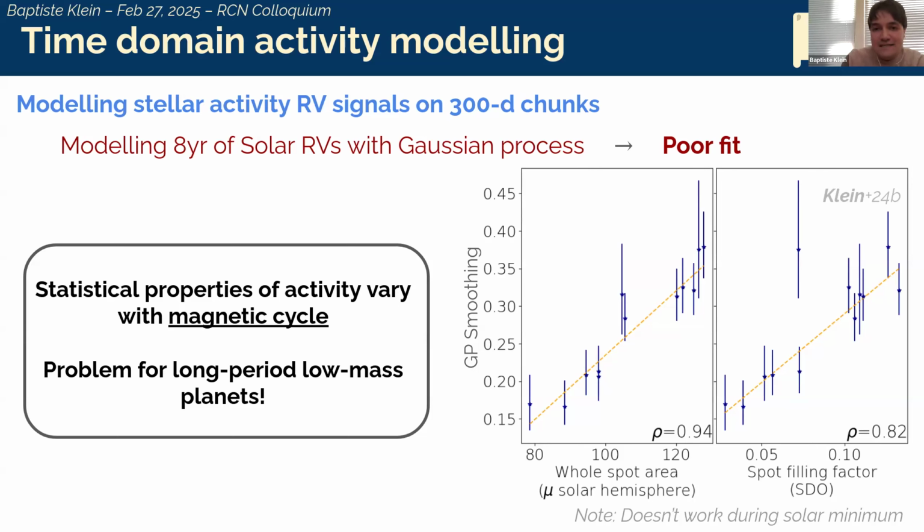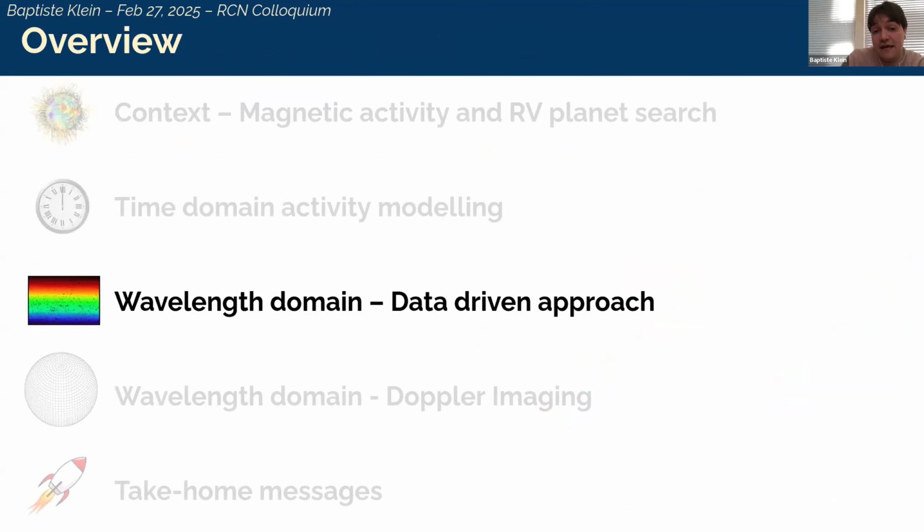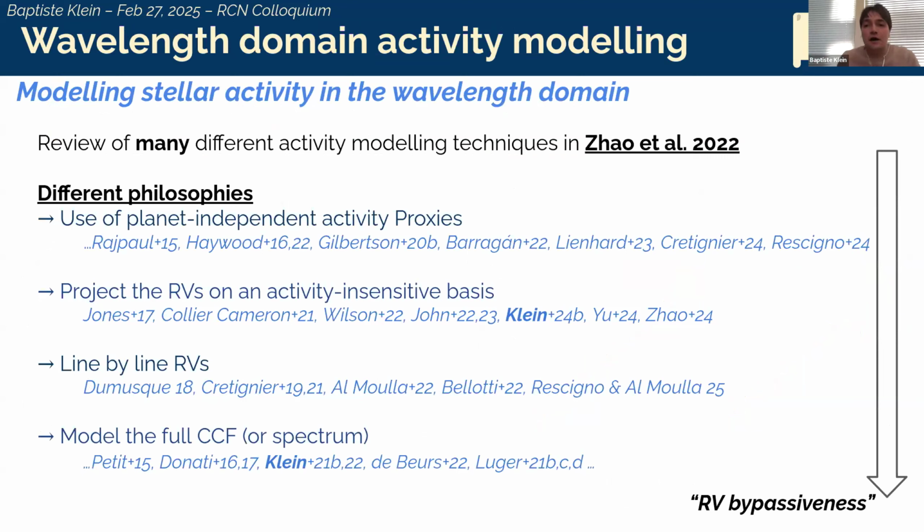There are many ways to tackle that, and the way I want to talk to you about today is using wavelength domain information to handle this issue. I'll give you a little overview of some of the wavelength domain methods that have been developed, mostly in the past 5 years. I classified them by what I call RV bypassiveness, which is just how much information in your spectra you use, and whether you use it on the RV or not.